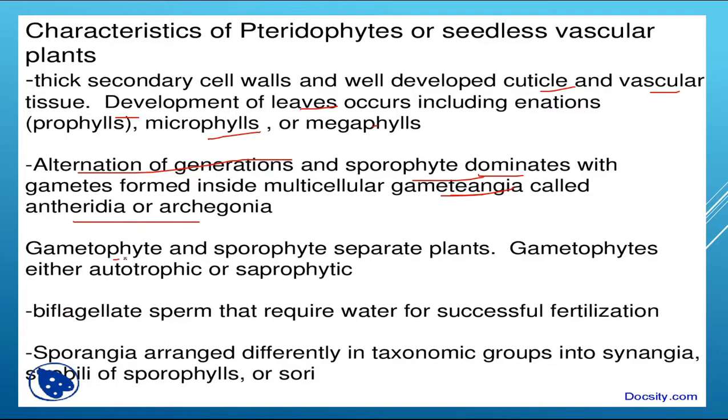Now these two plants are separate in the life cycle, both are autotrophic, that means both have independent existence. Now biflagellate sperms require water for successful fertilization, and the sporangia are arranged in different manners to produce the spores.